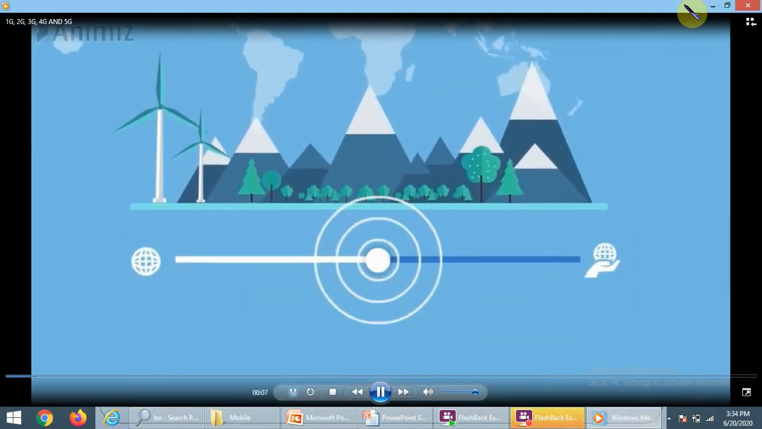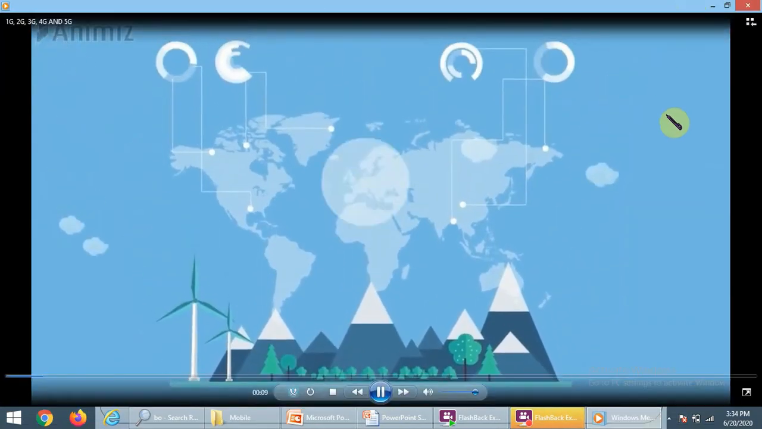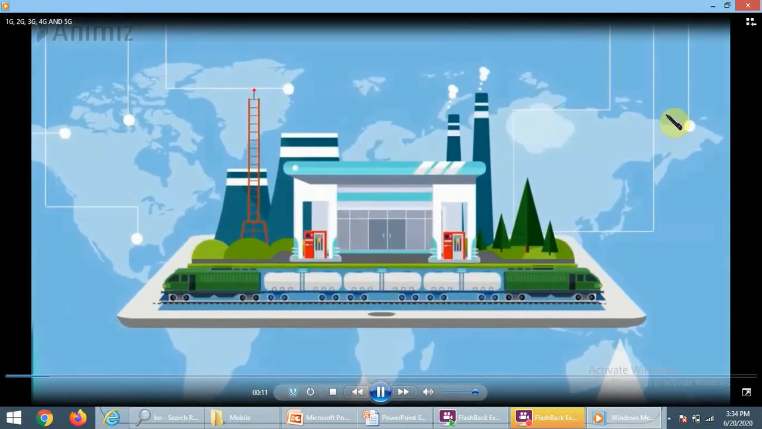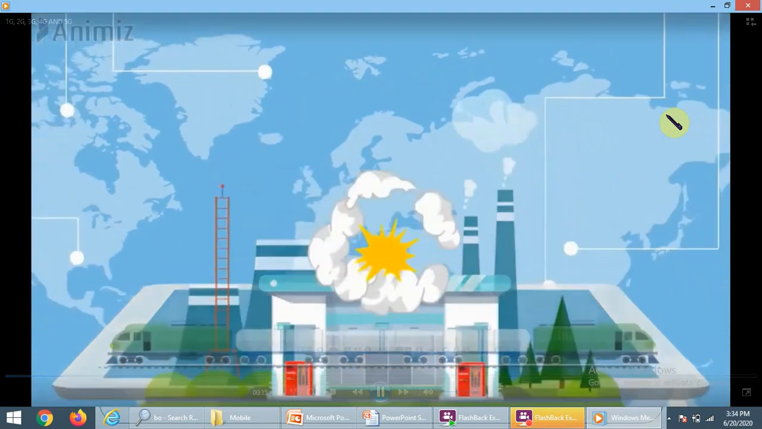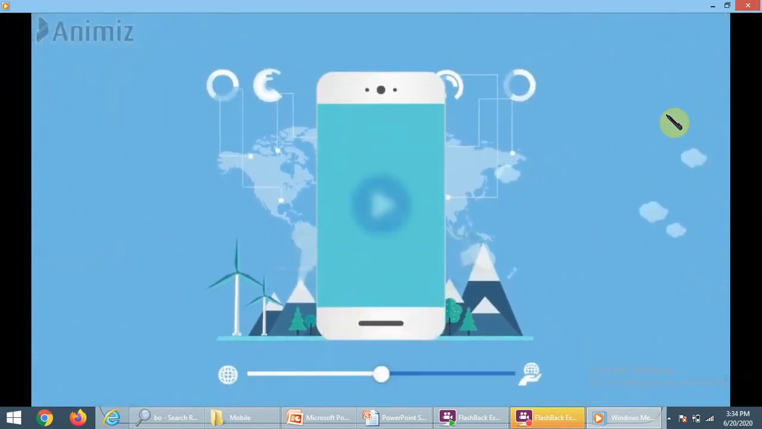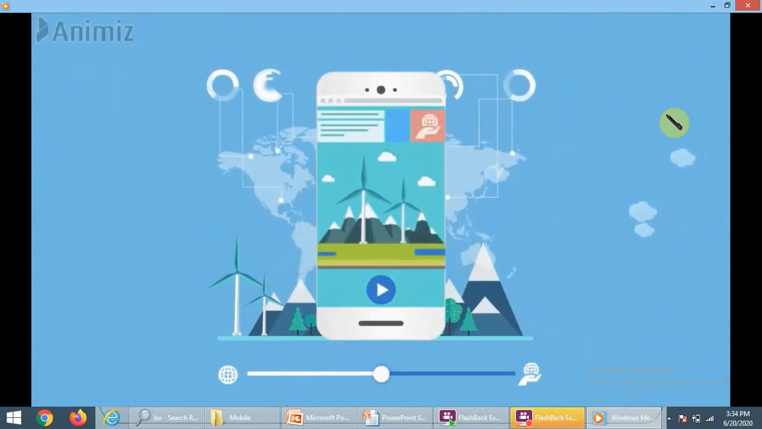Have you ever wondered how you are able to stream so fast on the internet today? And was it the same before? Probably not. But don't worry guys, just stay tuned to the video and we will let you know about the different types of mobile networks that are present today.